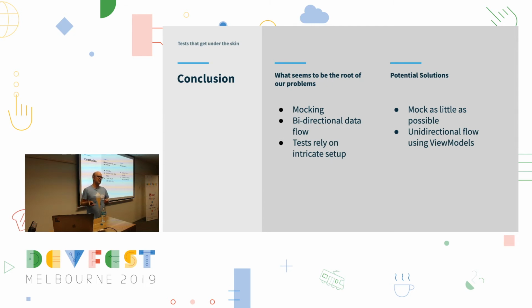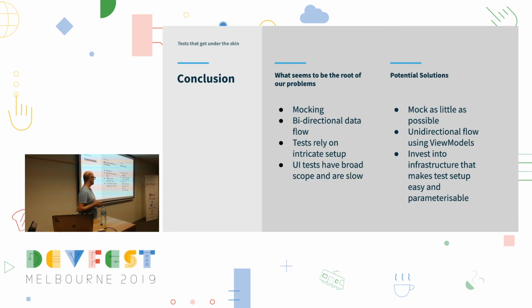And so the tests rely on integrated setups, right? As I said, we have different roles, we have different permissions, we want to permutate all of this and test all of that. So maybe we can invest into infrastructure, to make the test setup easy and parameterizable. And the UI tests have a broad scope, and they are really slow. Let's talk about the solution later.